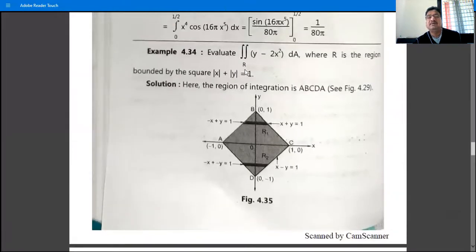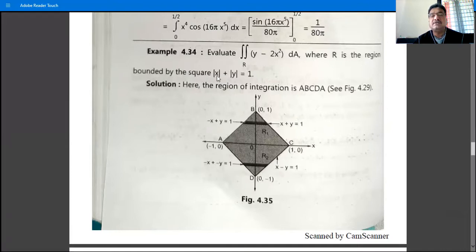Suppose this problem: double integration over R of (y minus 2x) square, x square dA, where R is the region bounded by the square mod x plus mod y is equal to 1. So this is mod x plus mod y is equal to 1. What is the value of mod x? Mod x is either plus x or minus x. Similarly, mod y is plus y or minus y.